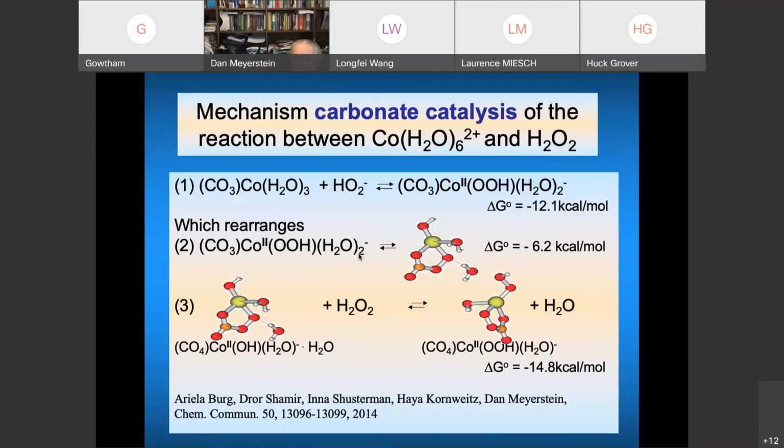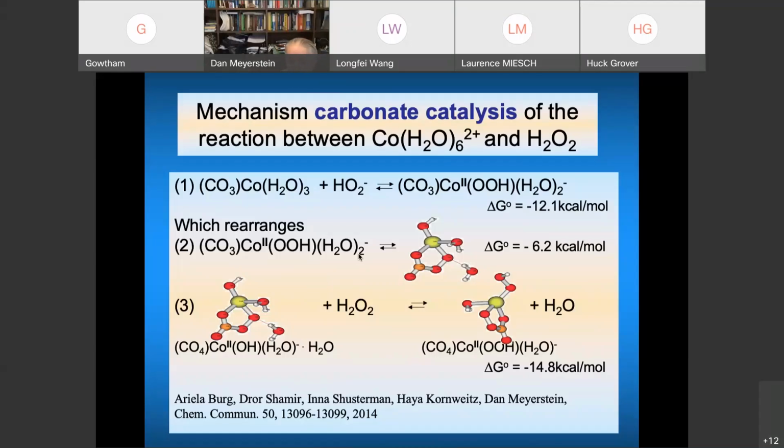And the answer is the cobalt carbonate complex reacts with hydrogen peroxide, forming a complex which has bound to the cobalt-2 both a peroxide and a carbonate. This complex then isomerizes to a peroxocarbonate bound to the cobalt. This now reacts with a second hydrogen peroxide, and this decomposes. Now here you don't need 3 hydrogen peroxides, only 2.